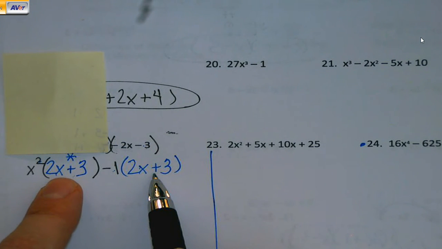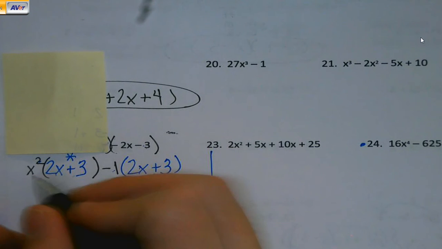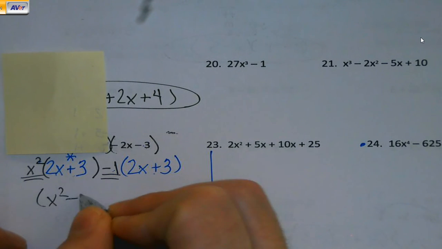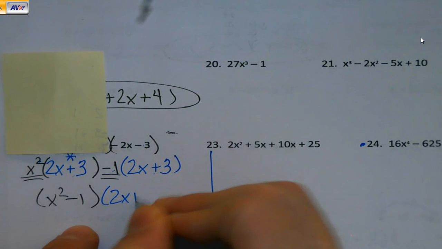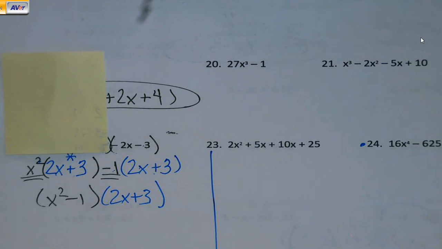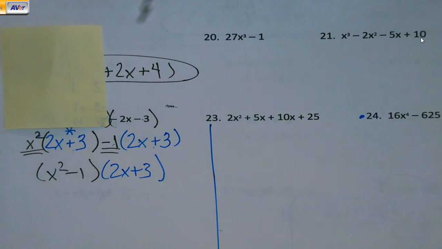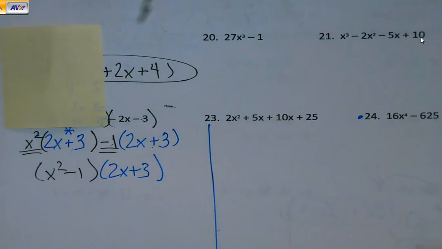This is good. So to write the next part of my answer, I take my two greatest common factors, I put them together. I take the common set of factors, I put them together. Now, yesterday when we were doing these, that was the end, every single time. Well, that's not necessarily the case. You're like, what are you talking about? Okay. Be sure to check your remaining terms for further factoring.